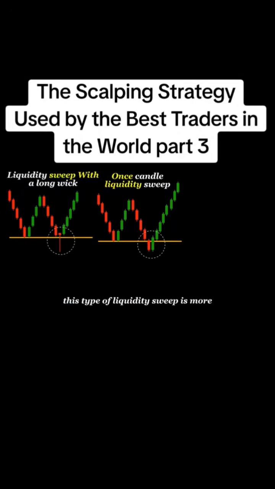the level. This type of liquidity sweep is more controlled and deliberate. It reflects a well-thought-out institutional move designed to manipulate breakout traders before reversing price. This setup is powerful because the market first creates the illusion of continuation, then suddenly changes direction.